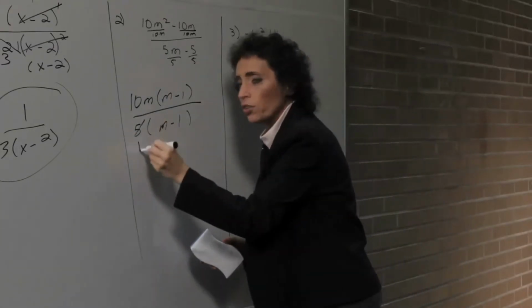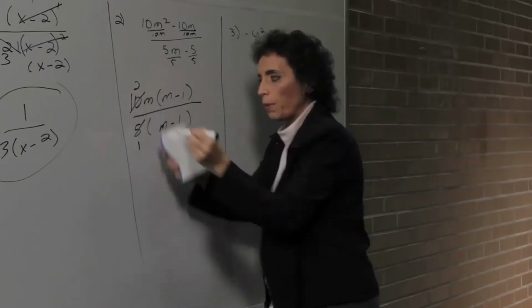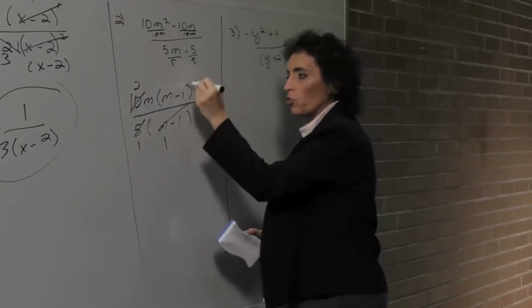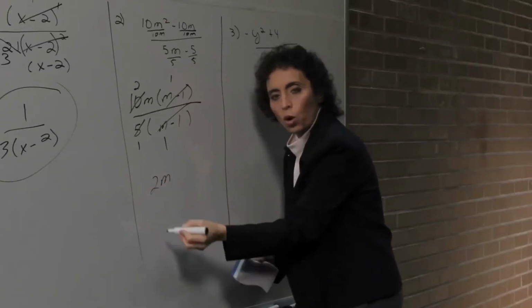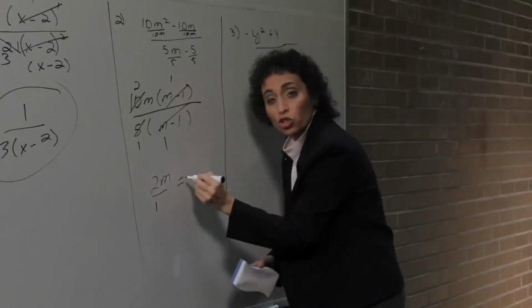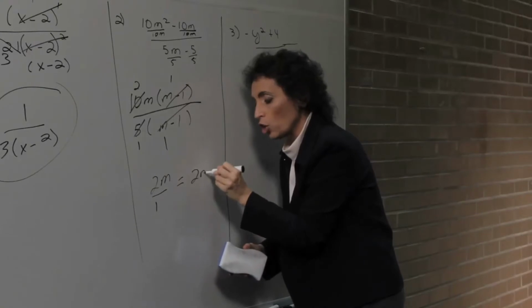5 goes into 5 once. 5 goes into 10 twice. The m has to stay, but these m minus 1s go. On the top, we have 2m. On the bottom, we have 1. Don't need to write the 1 because 2m divided by 1 is obviously 2m.